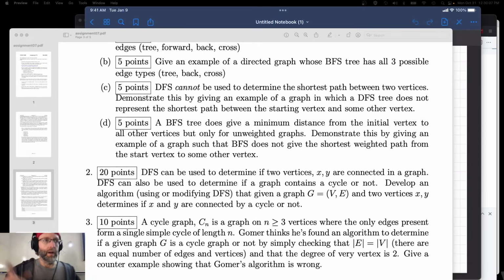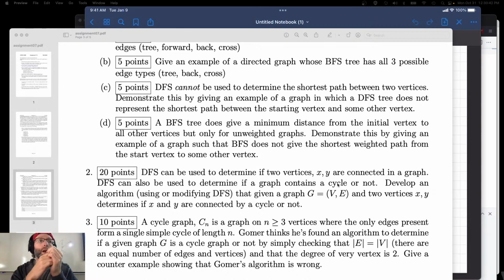All right, so as I said, we're going to take a little bit of a digression today and talk about number two from your assignment that was due this last weekend. DFS, just to recap what it is, DFS can be used to determine if two vertices x and y are connected in a graph, right? You can go from x, is there a path from x to y? Or in an undirected graph, y to x, it's the same thing, right? DFS can also be used to determine if a graph contains a cycle or not, right?